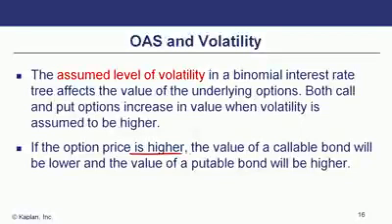So if you take the value of a straight bond and you subtract off the value of the call option to get the value of the callable bond, well, then if I can make the option worth more, an increase in volatility, that's going to drive down the price of a callable bond, what investors are willing to pay for the callable bond. So what's the point here?